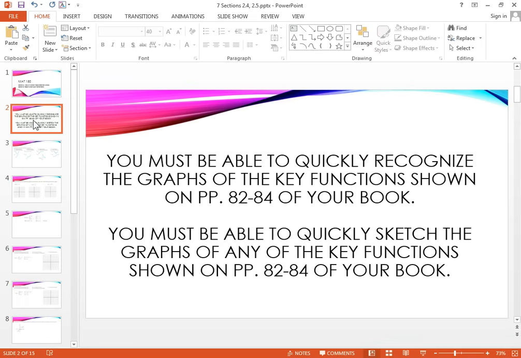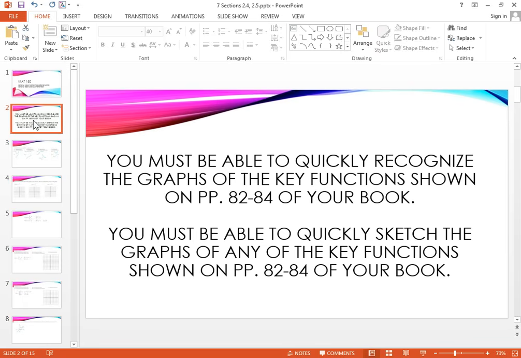Okay, so you must be able to quickly recognize the graphs of the key functions. So if I give you the graphs, you have to be able to say, oh yeah, that's the graph of f of x equals whichever one it is. If I give you the function, you have to be able to very quickly graph it. Okay, so we're going to do several examples of this.